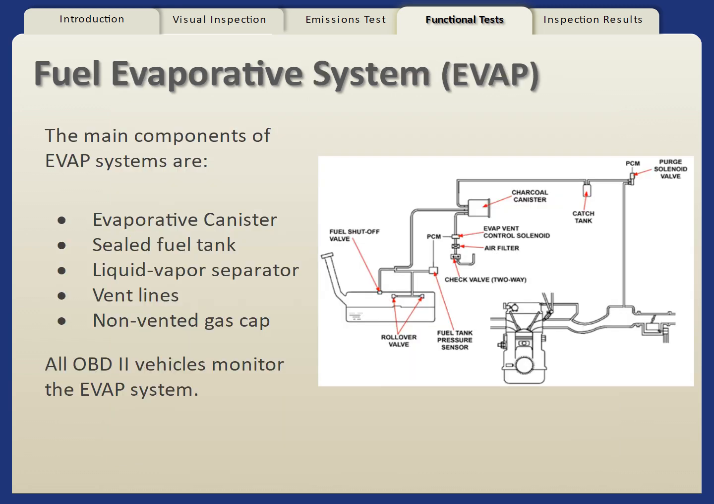The main components of the fuel evaporative system are evaporative canister, sealed fuel tank, liquid vapor separator, and vent lines to a vapor storing canister filled with activated charcoal or carbon. The filler cap is not vented to the atmosphere and is fitted with a valve to allow both pressure and vacuum relief. All OBD2 controlled vehicles monitor the evap during vehicle operation to determine system integrity.